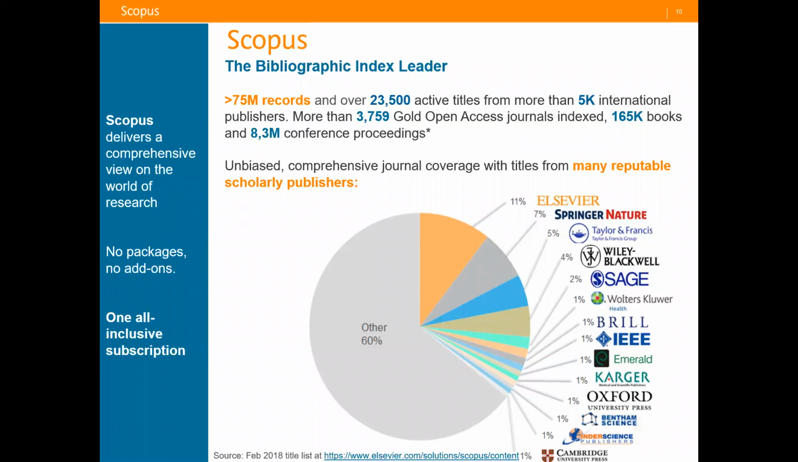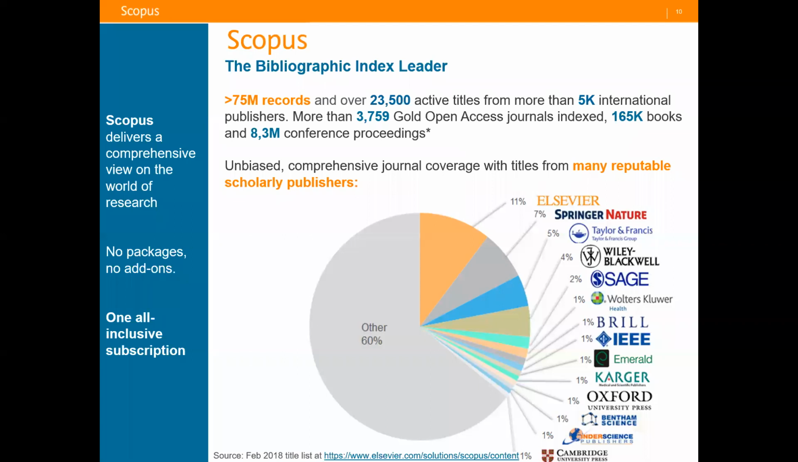We have also been collaborating with many other publishers in the world. With more than 75 million records, we collaborate with Springer Nature, Taylor & Francis, Wiley and Blackwell. For instance, you can see that Elsevier contributes about 11% of content, but not all Elsevier content is automatically indexed within Scopus. It doesn't work that way.